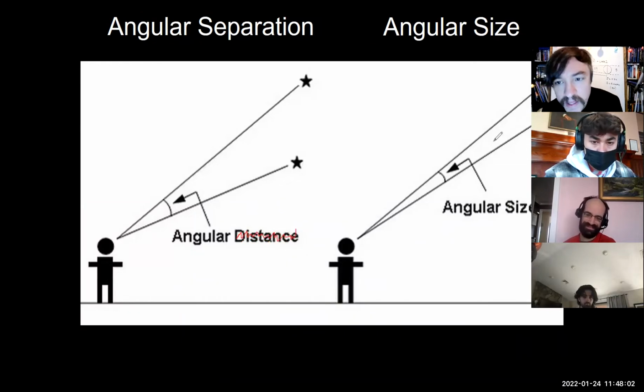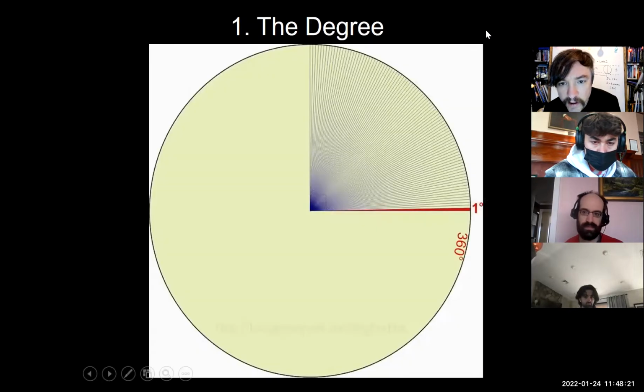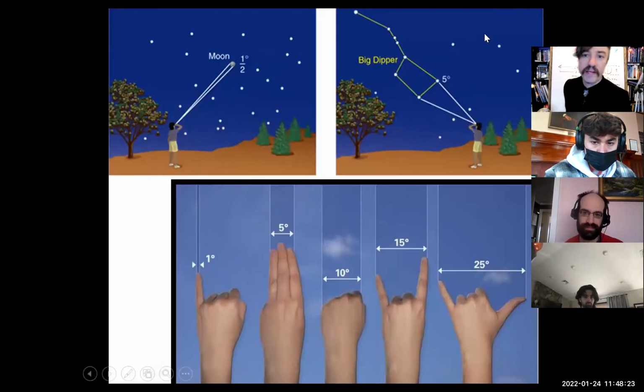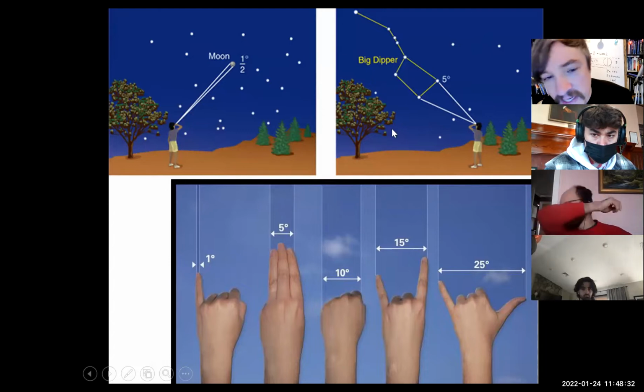So when I talk about the angular size of the moon, I'm thinking of the moon as a disk on my sky. When I talk about the angular separation between two stars, I'm asking how many degrees on the sky is it between, say, Betelgeuse and Rigel, right? So let's look at a picture here for help. Here we see an observer measuring the angular size of the moon or measuring the angular separation between the two so-called pointer stars of the Big Dipper.